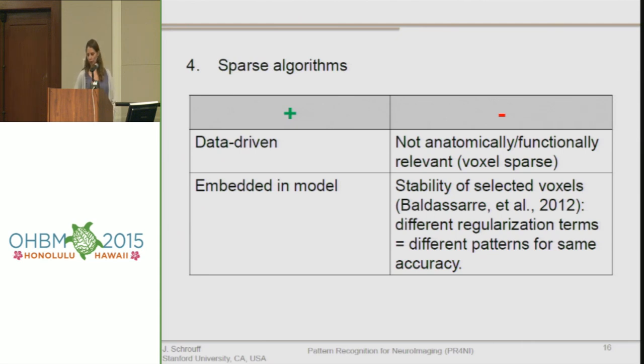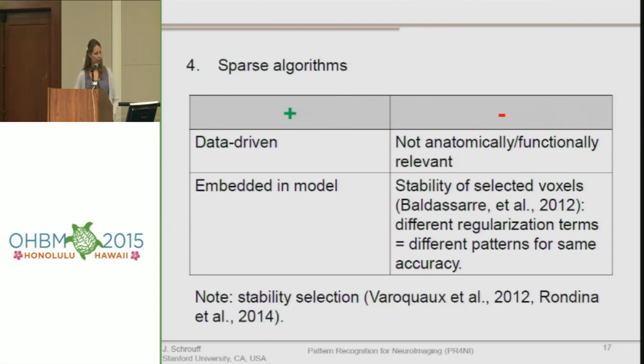So there has been work on that, especially on stability selection by Baldassarre et al. and by Rondina et al., either using clustering approaches or by simply resampling the data set and selecting the voxels that have been selected consistently across slightly different versions of your data set.